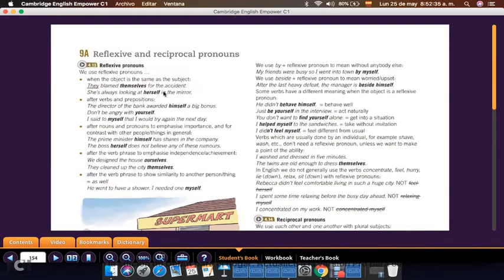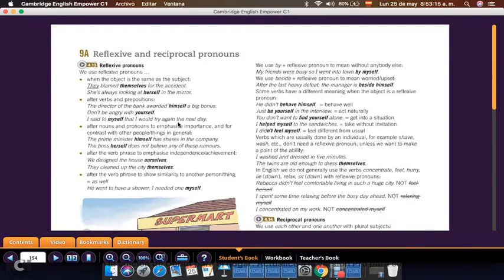Now let's go back to page 106. Just let me focus a little bit on this one. It says reflexive pronouns. We use reflexive pronouns when the object is the same as the subject. They blame themselves for the accident. I mean, they're the object, but at the same time they're the subject. She's always looking at herself in the mirror. What is she looking at? Herself. And by the way, the object that she's looking at is also the subject, right? So that's the difference.